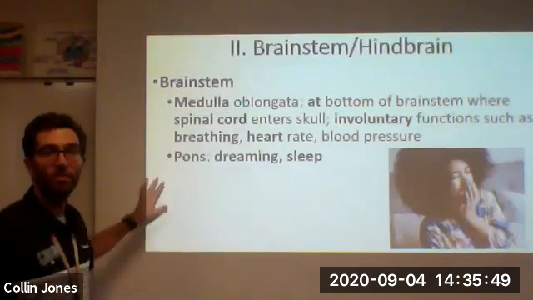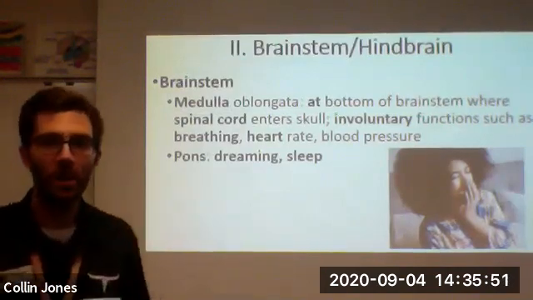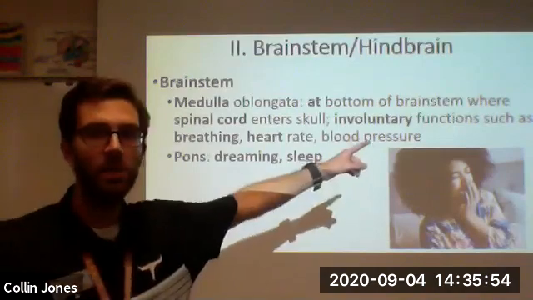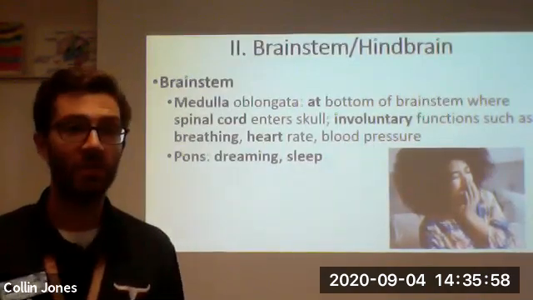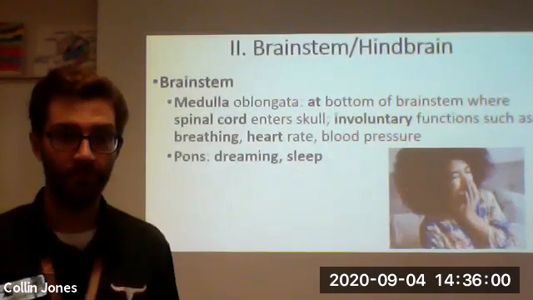The next thing that is in the brainstem is called the pons. Whenever I say pons, I say it as if I was yawning. Pons. Because it's in charge of your sleeping and your dreaming.